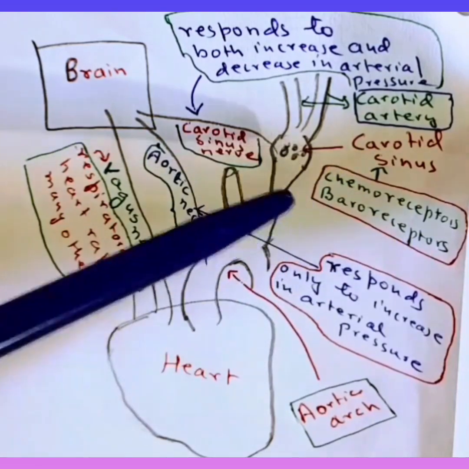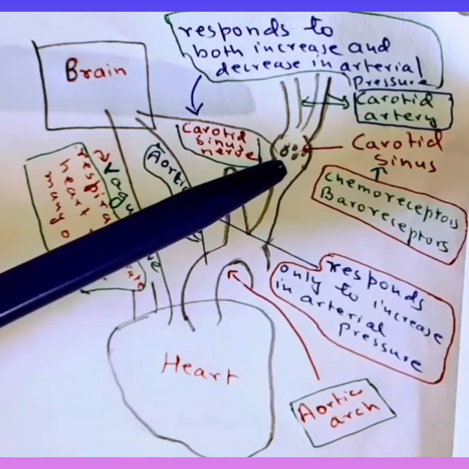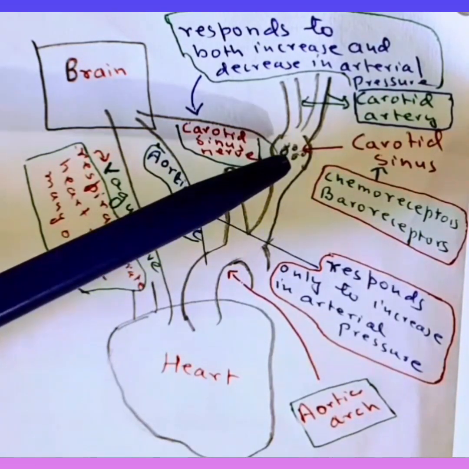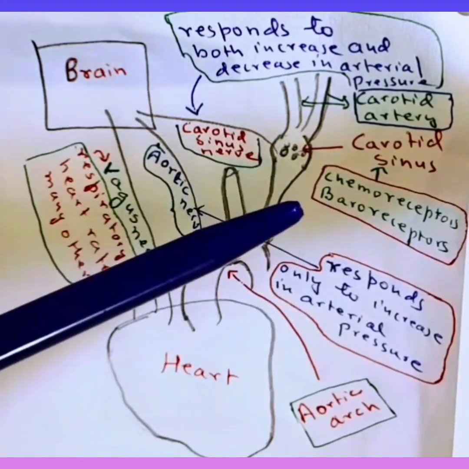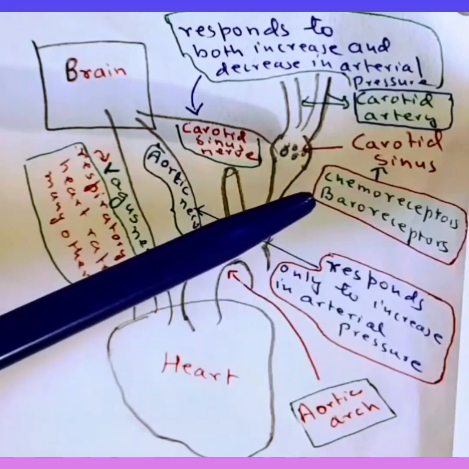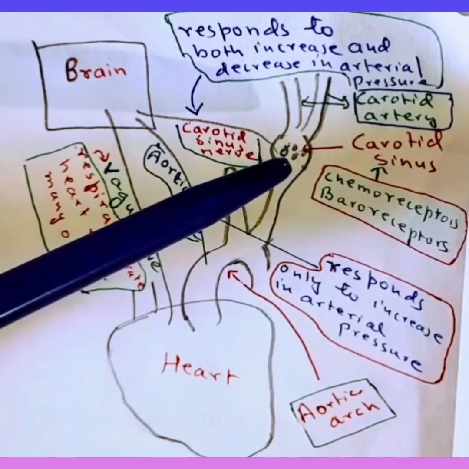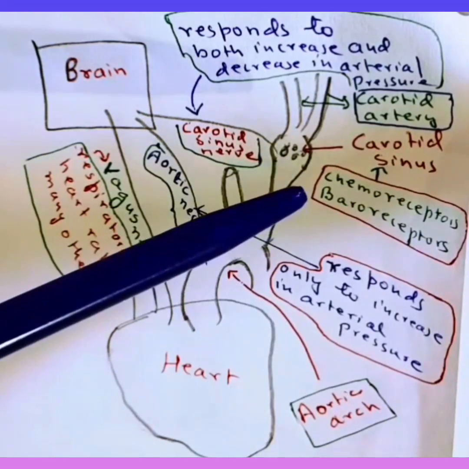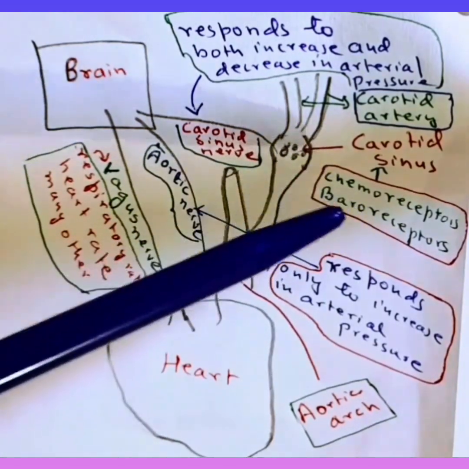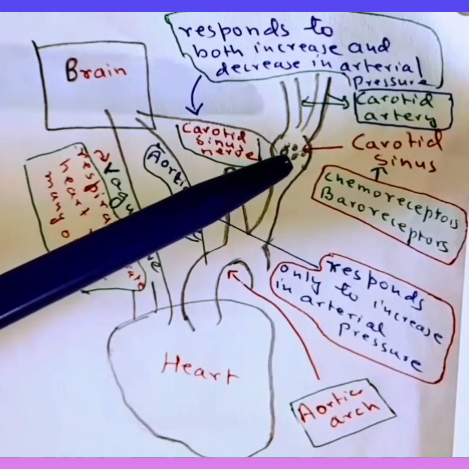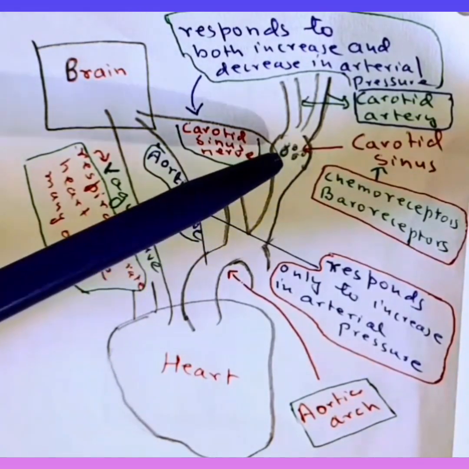Now baroreceptors: we know when we work out our pressure also increases. This is taken care of by baroreceptors. Baroreceptors don't let pressure go very high, and also don't let pressure go very low. That part we'll check a little later. So these are all present here in the carotid sinuses.